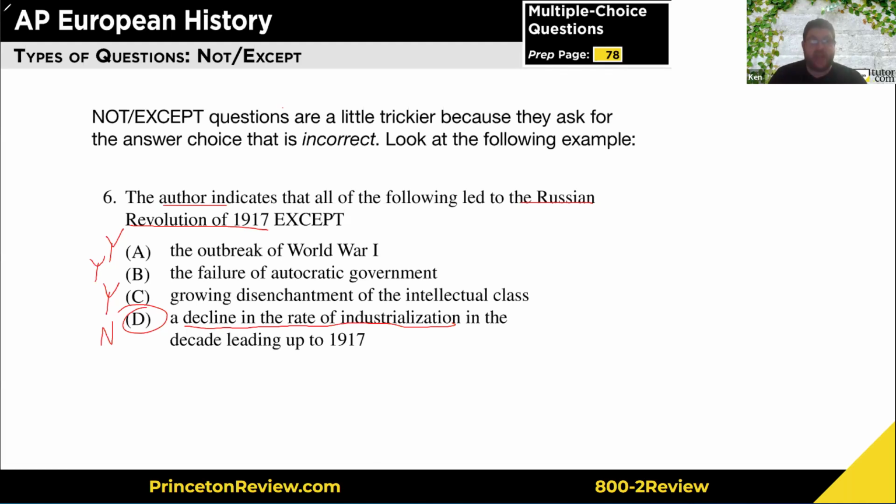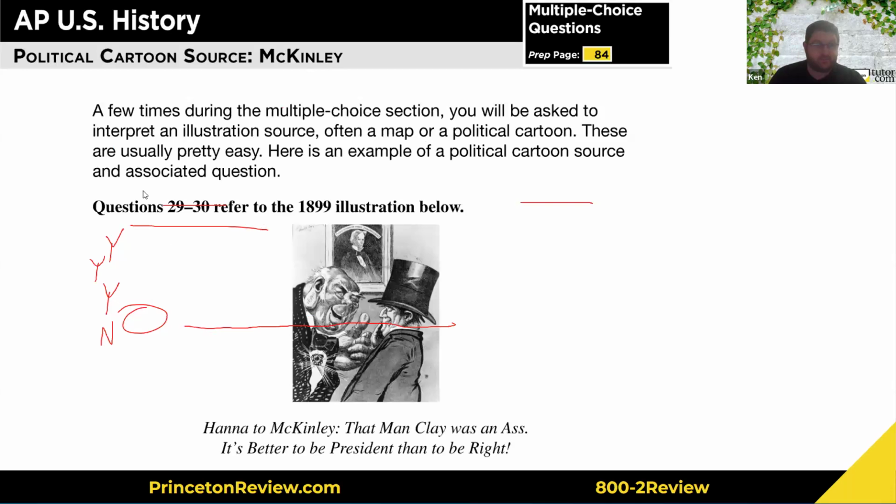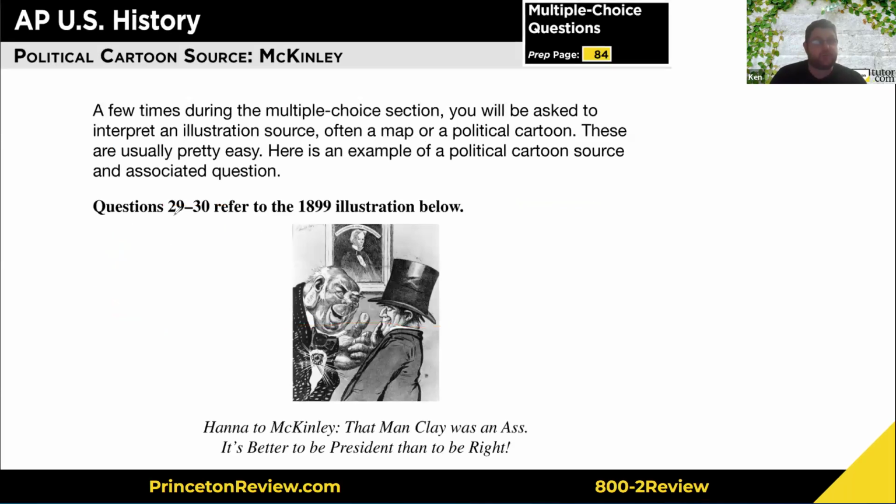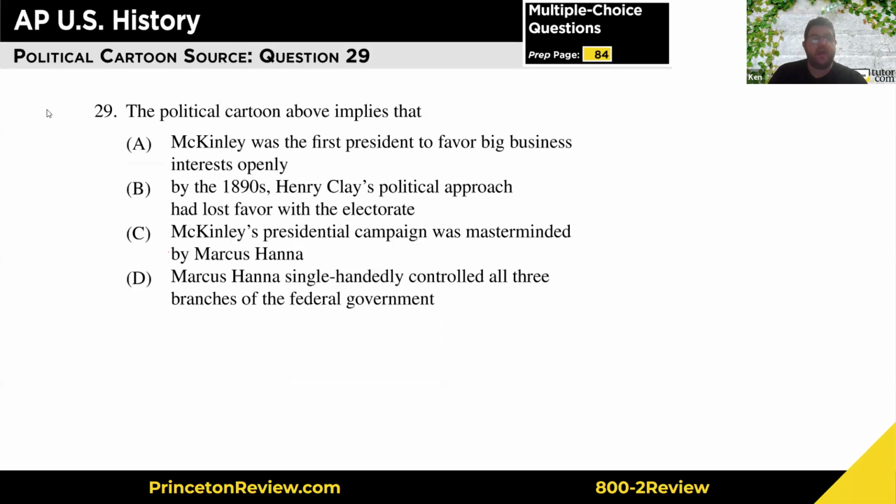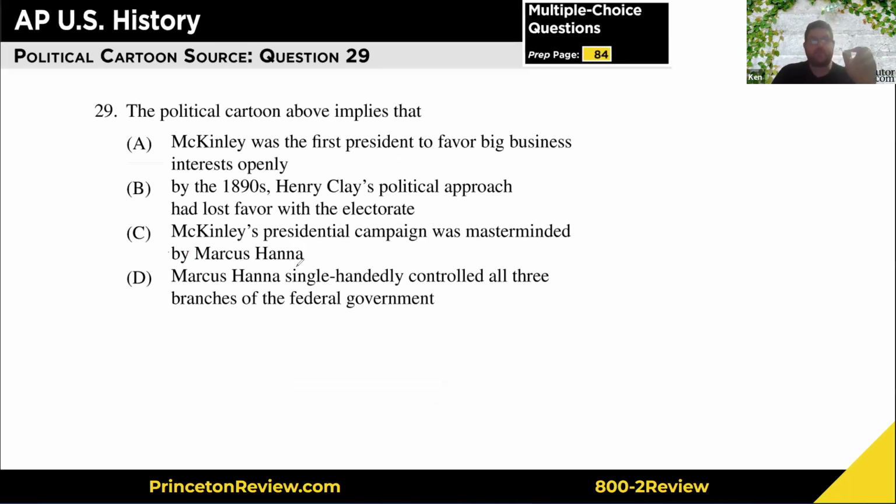Now, another type of question you may get on these exams is a political cartoon. So in this political cartoon, we have a caption here, right? Hanna to McKinley, making a quote. And again, we just need to ask ourselves where we are in US history. Notice I'm going back and forth between the histories here. So let's take a look. The political cartoon above implies that. Well, let's look at these options. I know the quote is Hanna to McKinley, right? And it's like, better to be president than be right.